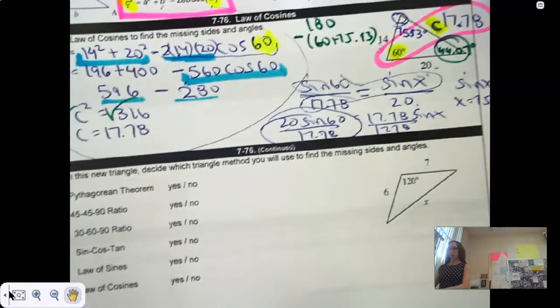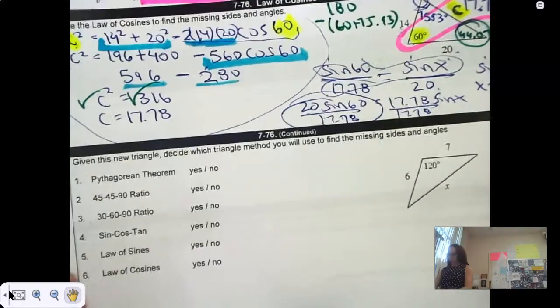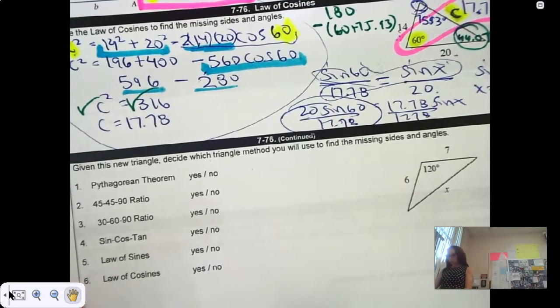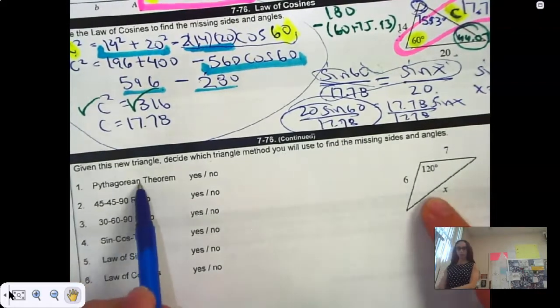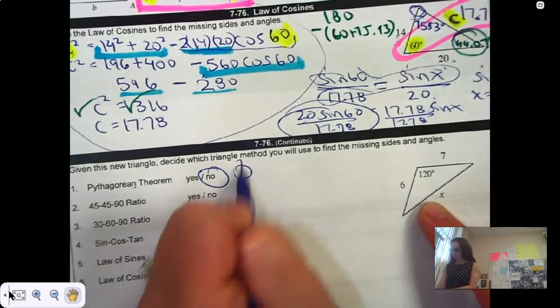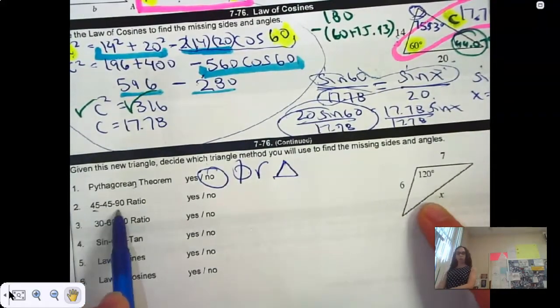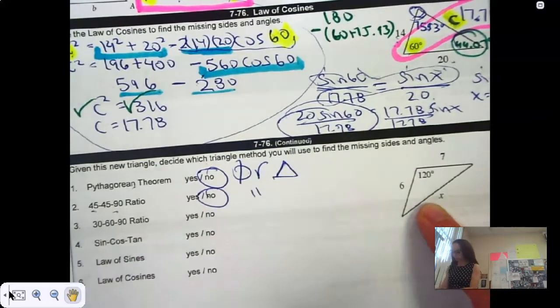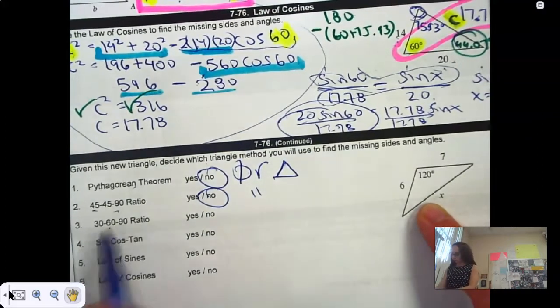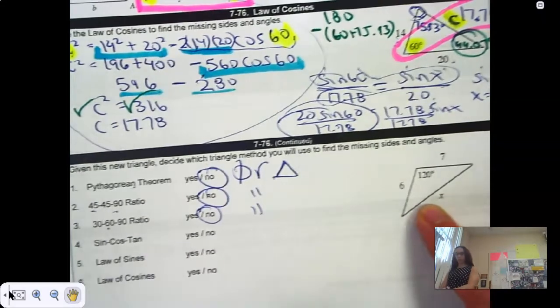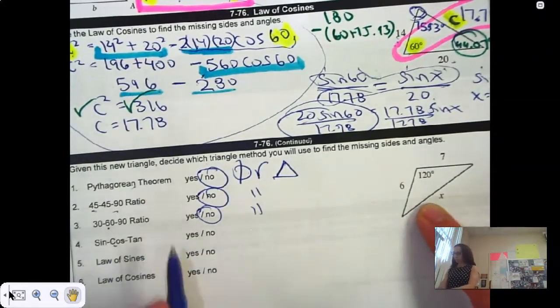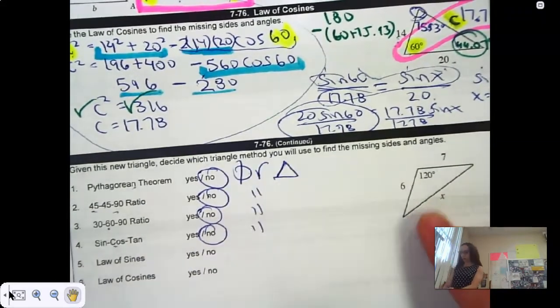We'll do, of course, practice in class. So, they want to know, decide which method you could use. Could I use the Pythagorean theorem? No, because it's not a right triangle. Could I use 45, 45, 90? No, because it's not a right triangle. Can I use 30, 60, 90? No, it's not a right triangle. Can I use sine, cosine, tan? No, it's not a right triangle.